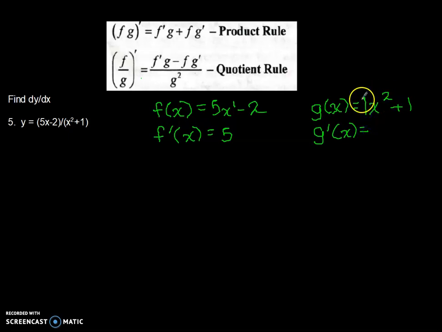And for g prime of x, the coefficient, if you don't see it there, it's going to be 1. 1 times 2 is 2. If I take 1 away from the power, it gives me x to the first power. And the derivative of any constant would be 0. So I don't need to take the derivative of that 1 and put plus 0. I'm just going to not write it at all.